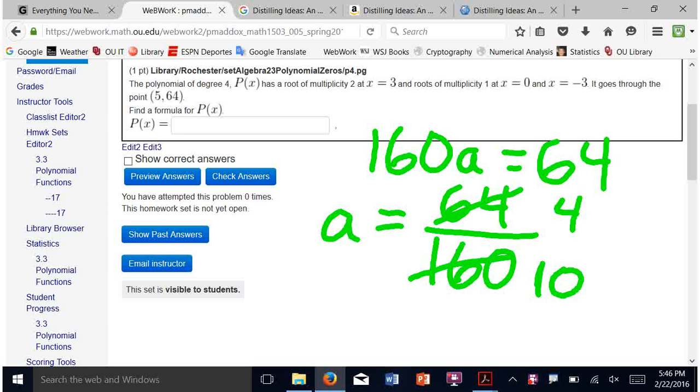And then you would get, let's see, 4 and 10 have a common factor of 2. 4 divided by 2 is 2, 10 divided by 2 is 5. So you get 2/5. Okay, well, you'll just end up plugging a back in, and then you might have to play around with a few things to get it into the correct format. But now you have all your information.